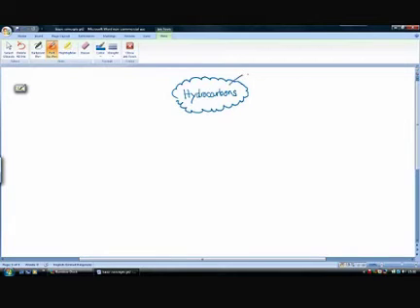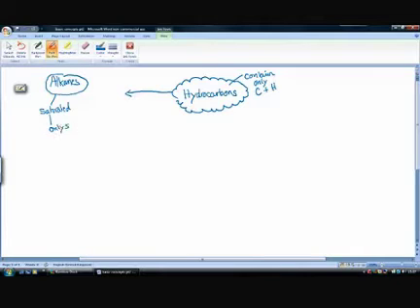Now we're going to look at hydrocarbons, and these are compounds that contain only carbon and hydrogen. And the first group of hydrocarbons we'll look at are the alkanes. Now these are saturated compounds, which means they do not contain multiple bonds, they only contain single bonds.